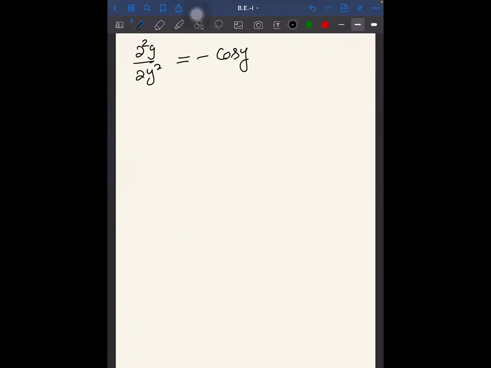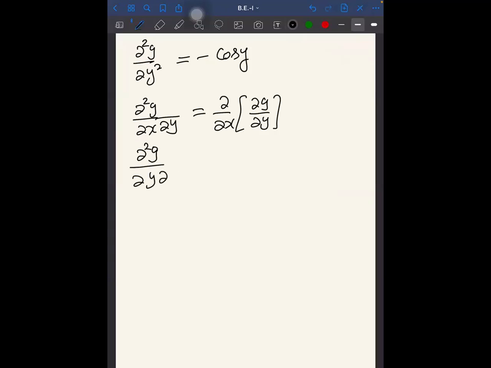Okay, so similarly we can find ∂²g/∂x∂y, which would be ∂/∂x of ∂g/∂y. And similarly we can find ∂y∂x, which as I've told you, in most of the cases they'll be the same. Fair enough? So can you do this? Yes, sir.